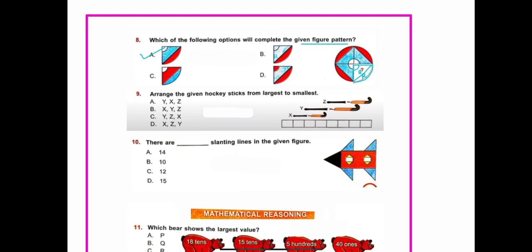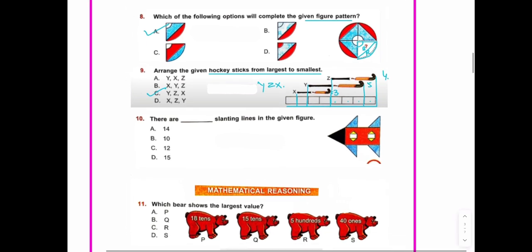Question 9. Arrange the given hockey sticks from largest to smallest. So these are the 3 hockey sticks given, and the length is given in the form of boxes. So first let's count the number of boxes. x is equal to 3 boxes, y is equal to 1, 2, 3, 4, 5 boxes, and z is equal to 1, 2, 3, 4. So largest is y, then z and x. So our answer is C.